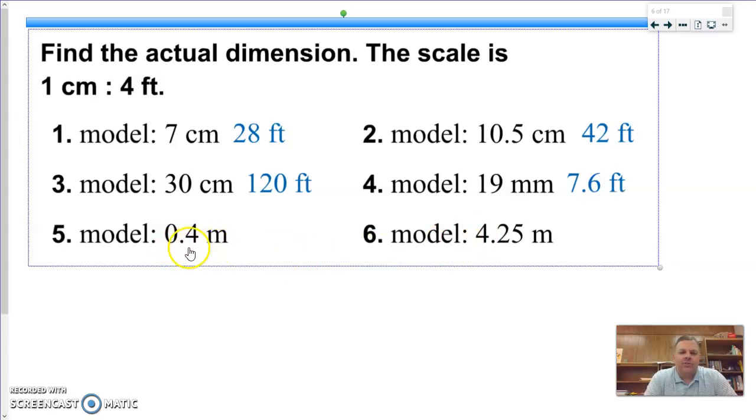0.4 meters is 40 centimeters. 40 times 4 gives us 160. 4.25 meters is 425 centimeters times that 4, which will give us our answer of 1,700 feet.